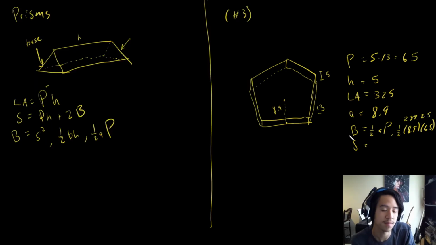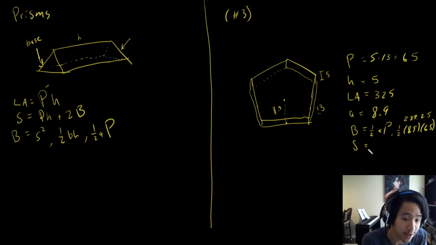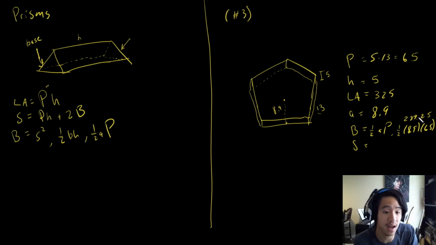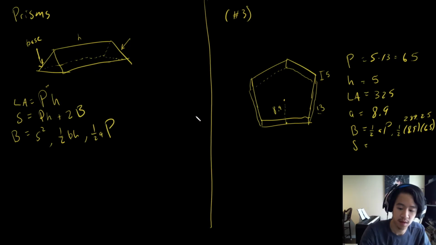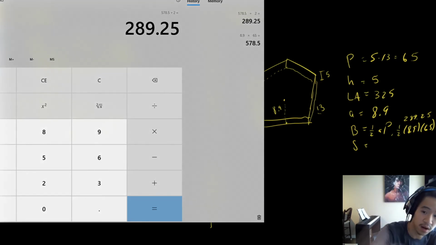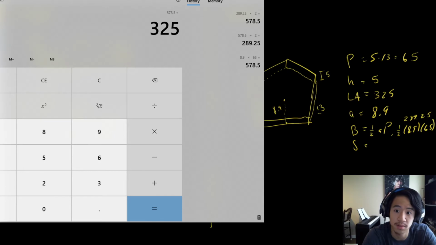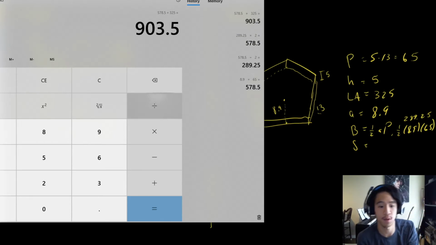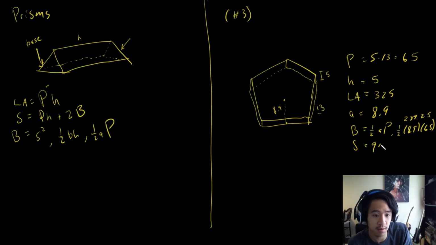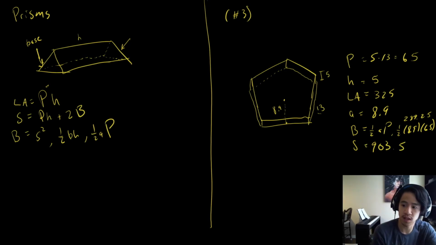Let's go ahead and write that down: 289.25. And our surface area is going to be our base times 2 plus our lateral area. So let's go ahead and do that. We got our base, and we're going to times this by 2, and then add our lateral area. So 903.5 is our total surface area. So let's go ahead and move on to the next one.